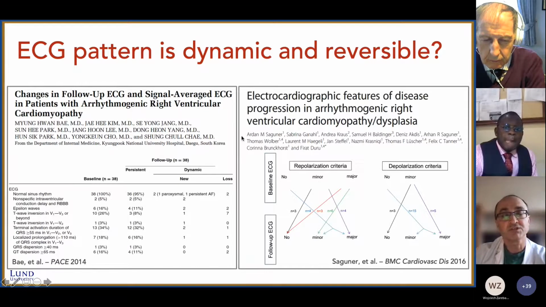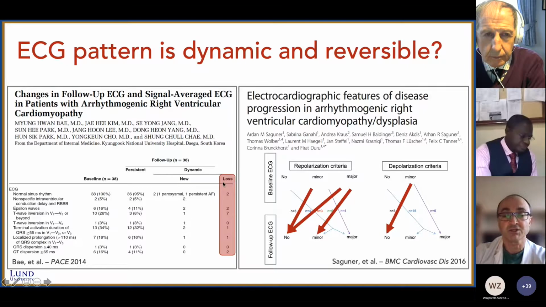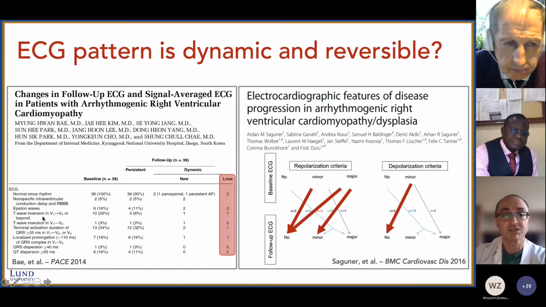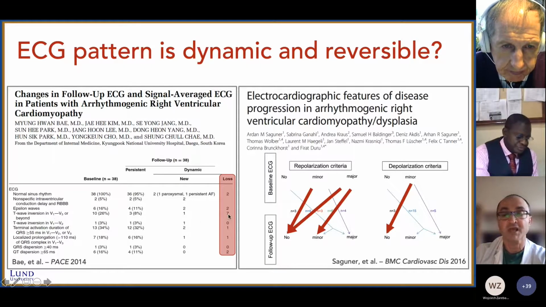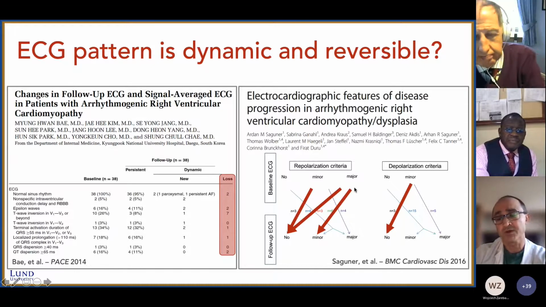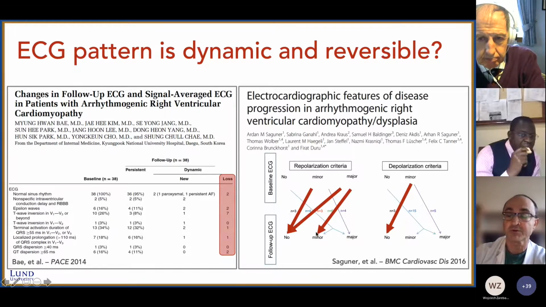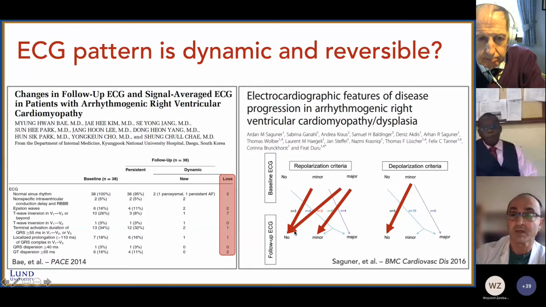But you see that if you take the ECG at baseline and then a few years later, you may discover that some patients actually lose diagnostic criteria that were present at baseline. Like in this case, it would be T-wave inversion in V1 to V3 or beyond, and 7 patients did not have it at follow-up. And similarly, in this study, you see that some patients would downgrade their phenotypical expressions on ECG from major repolarization criterion to minor, or from major to nothing at follow-up.